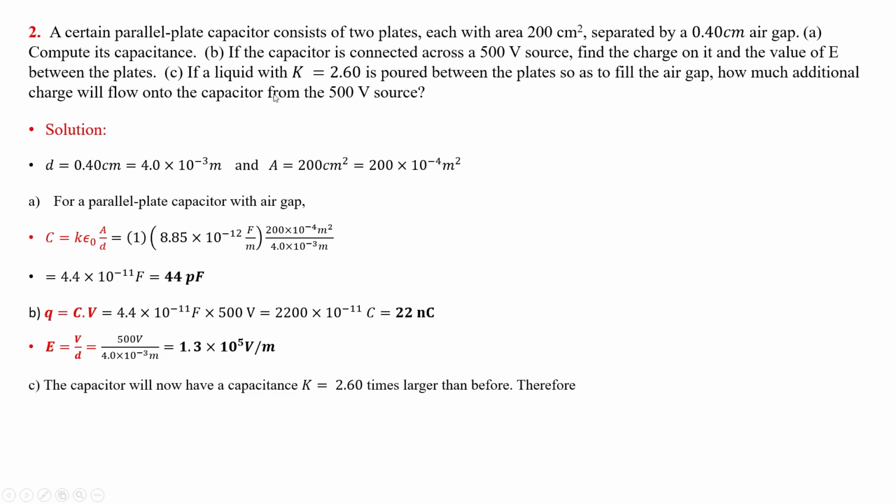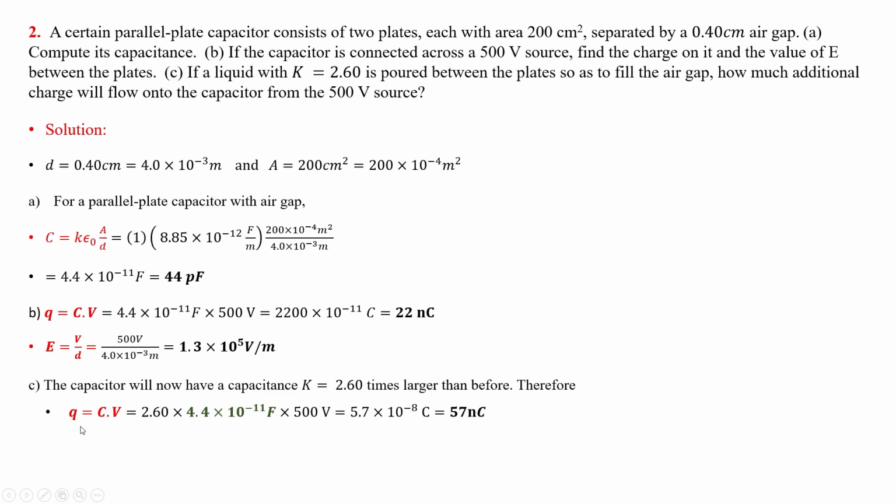So part C, we need to find the flow of charge. If a liquid with K value of 2.6 is poured between the plates so as to fill the air gap, how much additional charge will flow onto the capacitor from the 500 volt? So you need to find the charge if a liquid is added inside as the dielectric medium. So we can simply multiply this 2.6 with the charge.